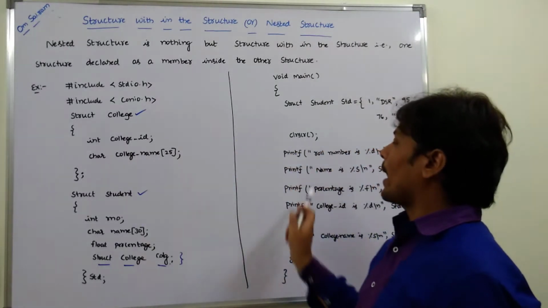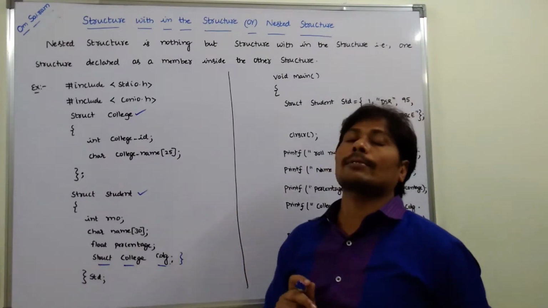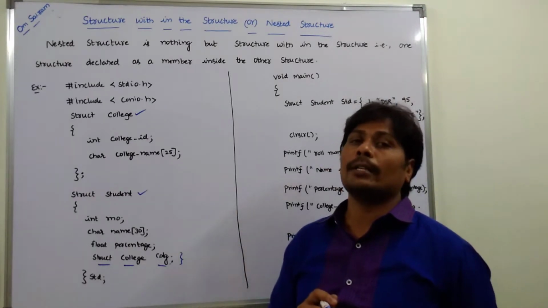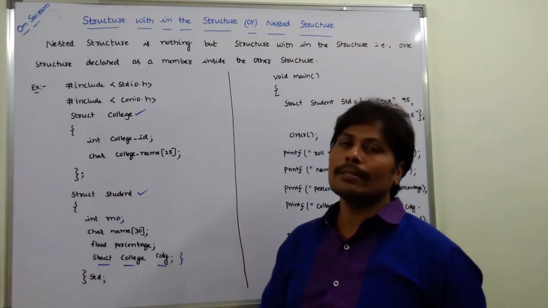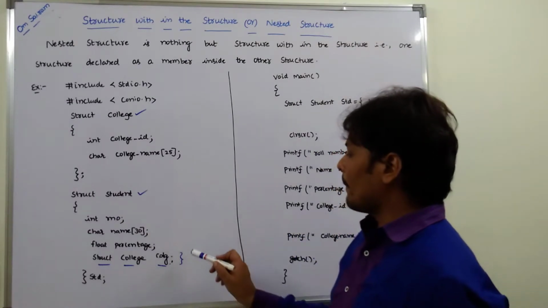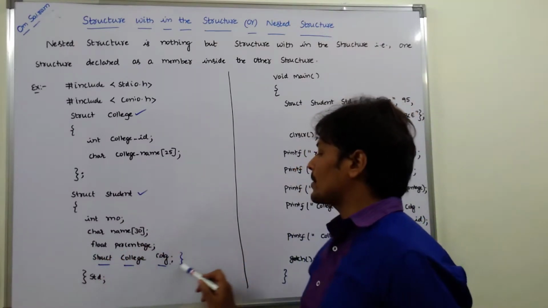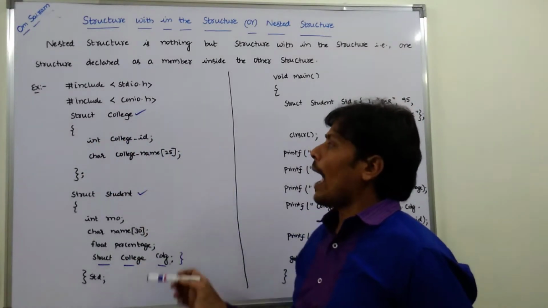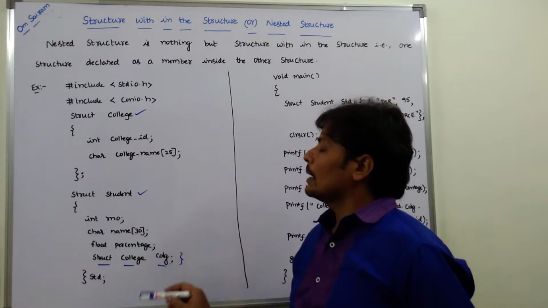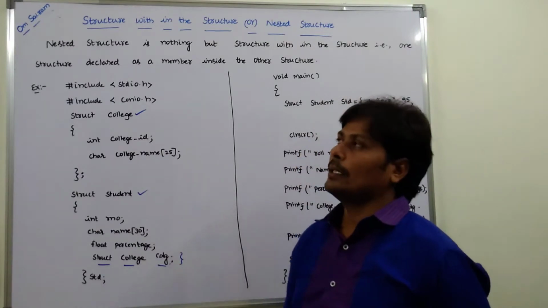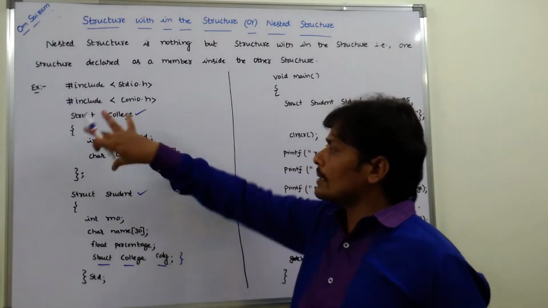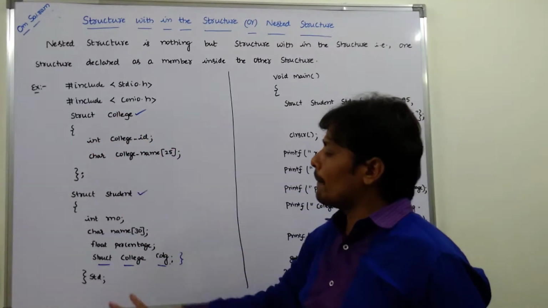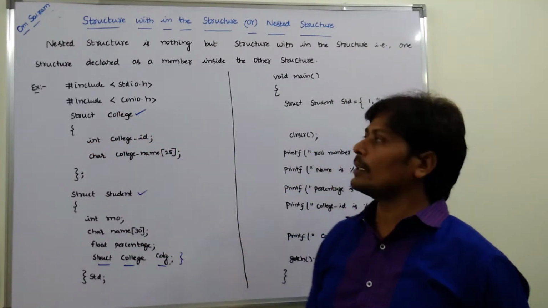So this is the example program for structure within the structure, or nested structure. This is the main step in this program. This entire structure acts as a member in the other structure. So how to add this entire structure as a member in another structure?